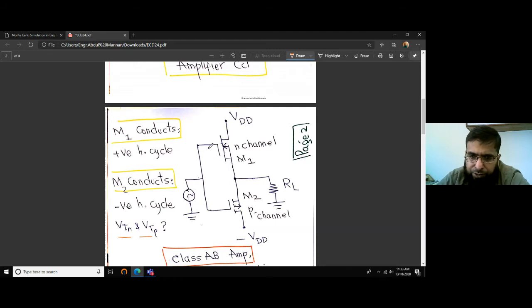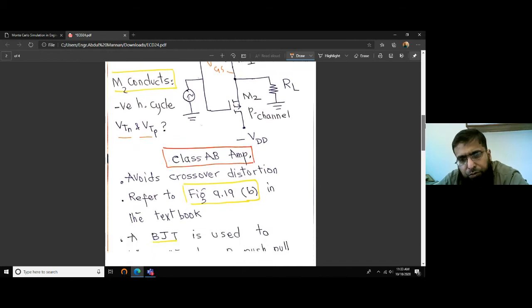But of course there is a distortion problem, because to turn this transistor on, we need this gate to source voltage VGS to cross VTN, the threshold voltage for NMOS. So as long as this VGS is smaller than VTN, you don't have an output. So there is a crossover distortion problem that we studied in case of BJTs. That problem is also here. To avoid that crossover distortion problem, we come to another circuit.